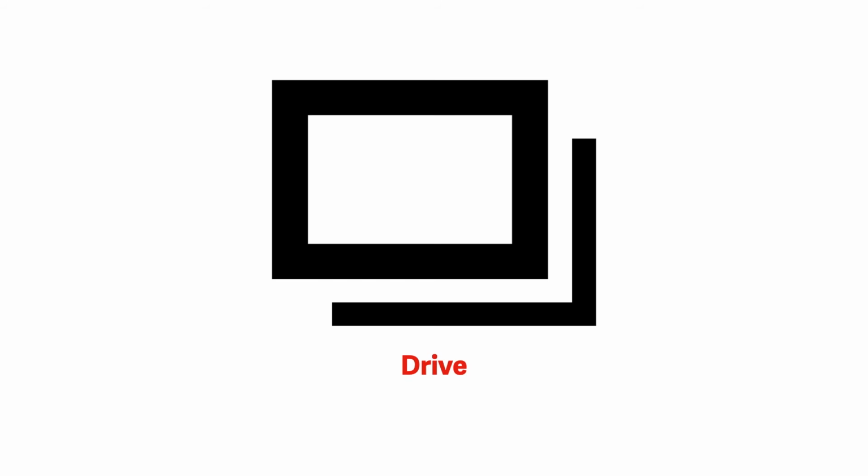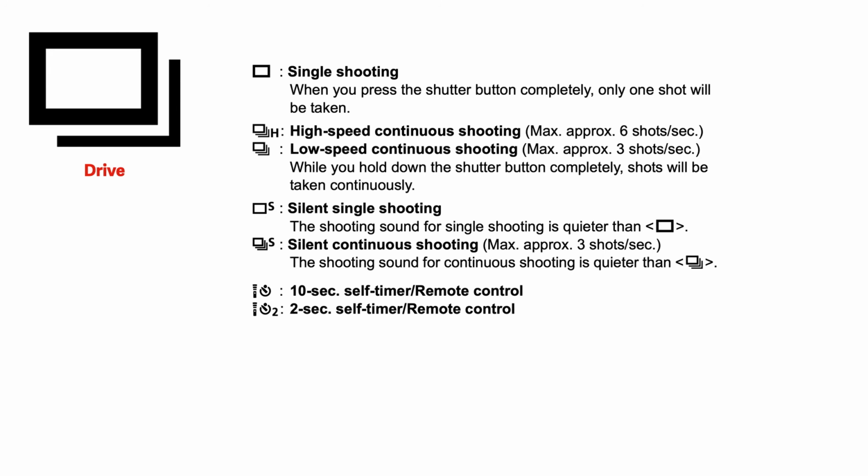Drive mode allows us to control how many frames are taken at one time. In single shooting, when you depress the shutter release button completely, only 1 frame will be taken. High-speed continuous shooting will take 6 frames per second, low-speed continuous shooting will take 3 frames per second, etc. On this camera, drive mode also allows you to select one of the self-timer settings.